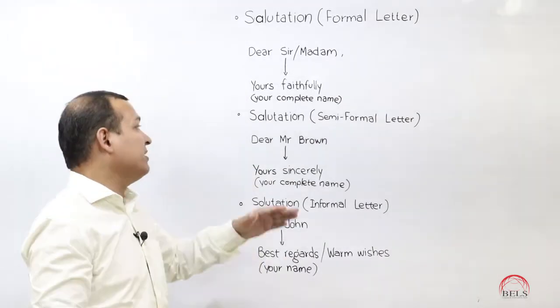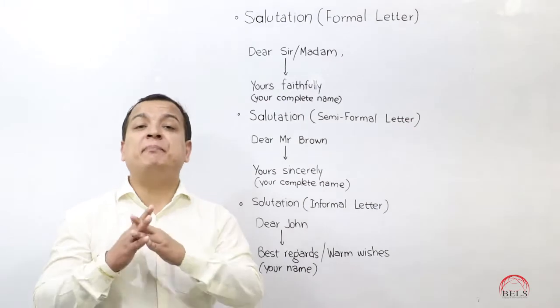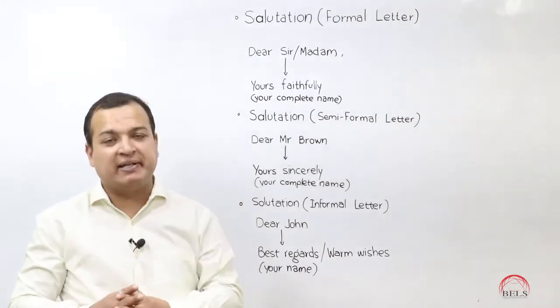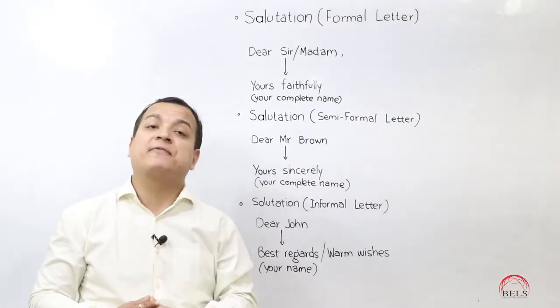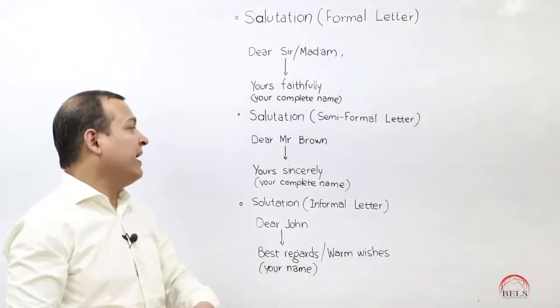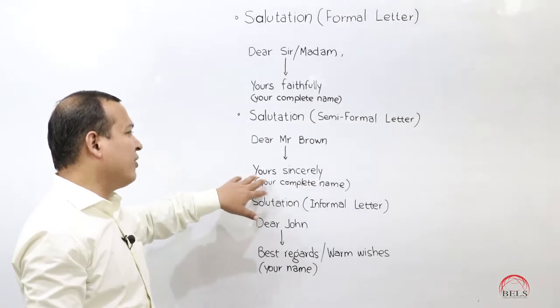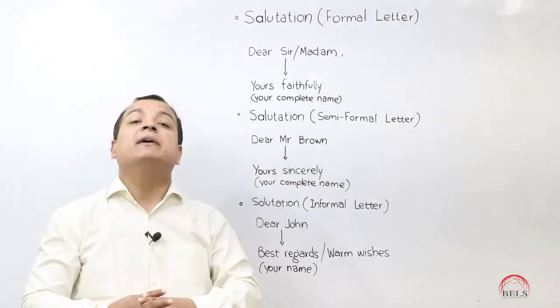The second one is the salutation of the semi-formal letter. You will start with Dear Mr. Brown, because with Mr. we never use the first name of the person. Make sure you write the last name of the person after that. Dear Mr. Brown, and you'll end this letter by saying Yours sincerely and your complete name.